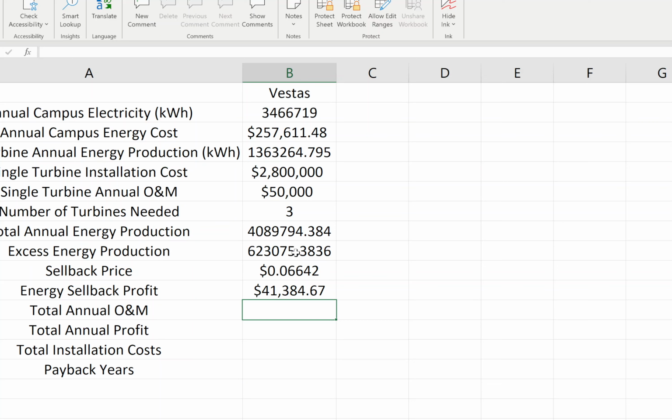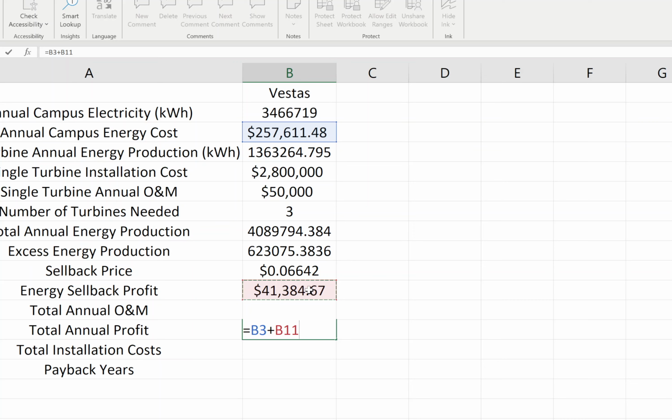Okay. Now, remember, my annual operation and maintenance is 50,000 per turbine. So I'm going to take 3 times that 50,000. So that's 150,000. So what is my total profit? What am I getting back? What am I saving by this installation, right? So I no longer have to pay the $250,000 to the energy company. In fact, I get an extra $41,000 back from the energy. So that's close to $300,000 that I'm getting back.